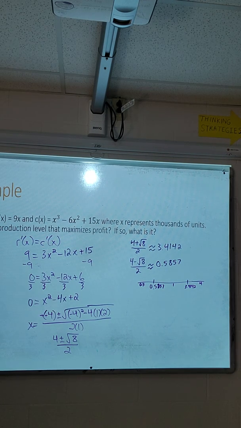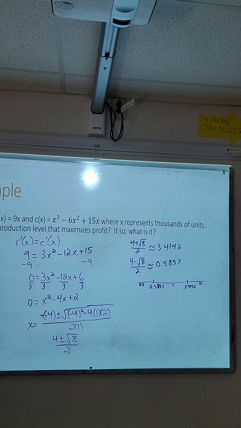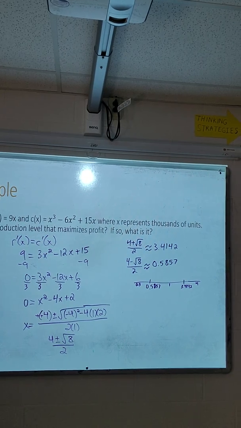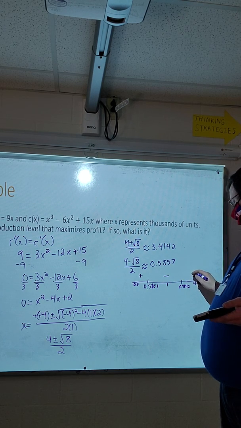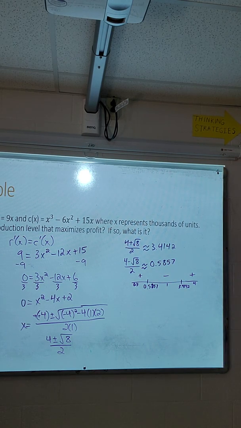So we go back to our function there, 3x squared. You can graph it if you want to, and just type in the points in your table. 3x squared minus 12x plus 6. You go to your table and use 0.5, 1, and 4. You get positive, negative, positive. Which one's a minimum?